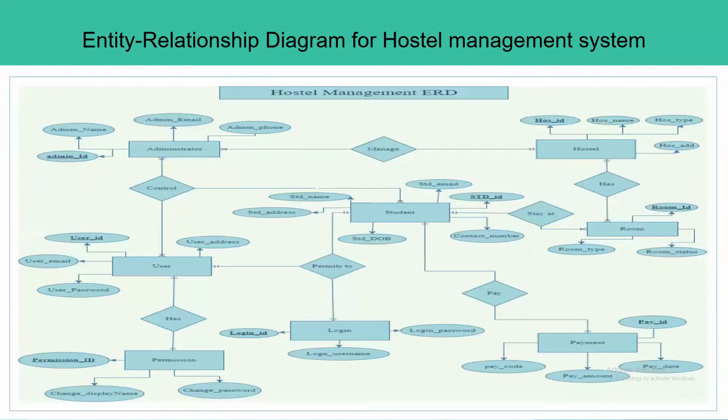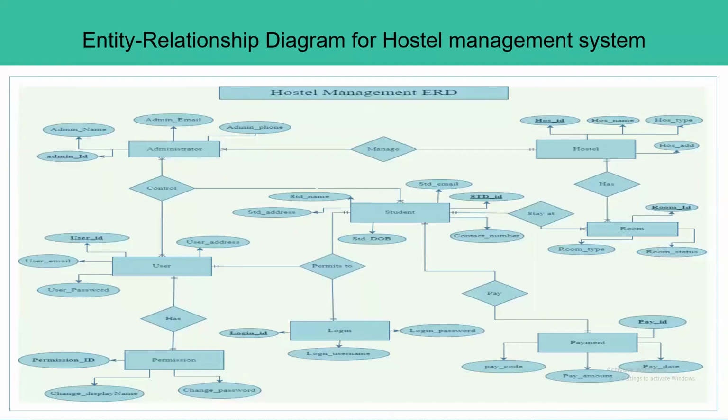Student and payment are connected by a relation, which is payment purpose. This is a one and only relationship. Student is also connected with login by permit to student. Students log in one time and take their login ID, login password, and username. That's why login is a one and only relationship.